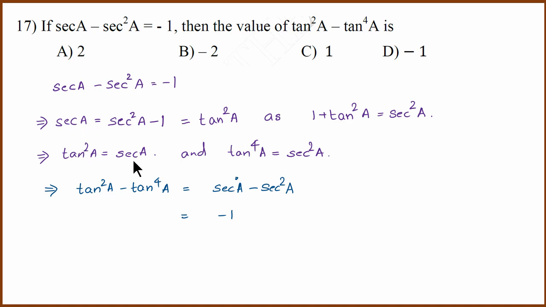If tan square is equal to secant a, squaring both sides, tan to the power 4 a is also secant square a. What did they ask in the question? They asked tan square a minus tan to the power 4a. So instead of tan square a, secant a, and instead of tan to the power 4a, secant square a. What is secant a minus secant square a? They have given it as -1. Therefore the answer is -1. So the correct answer is D.